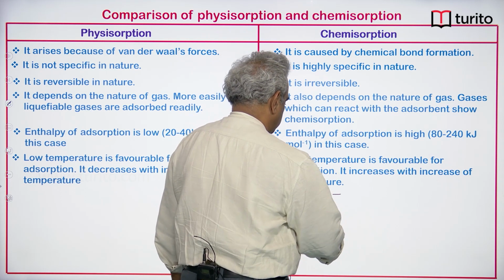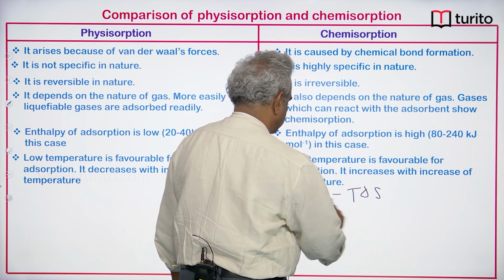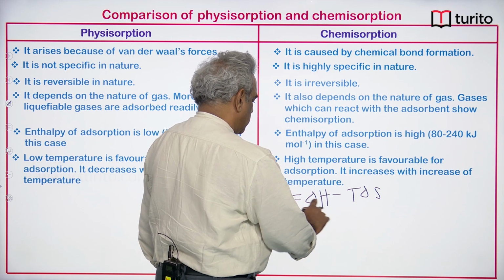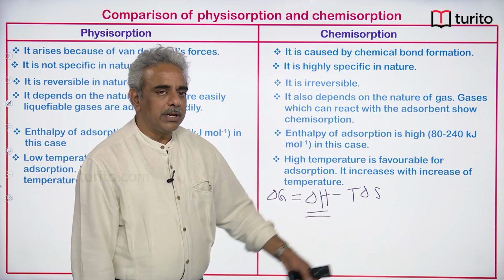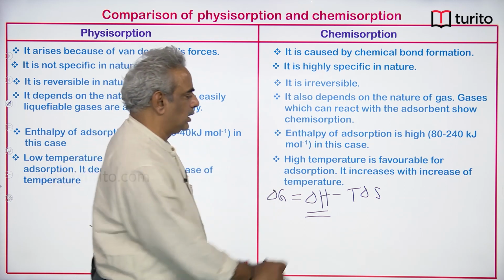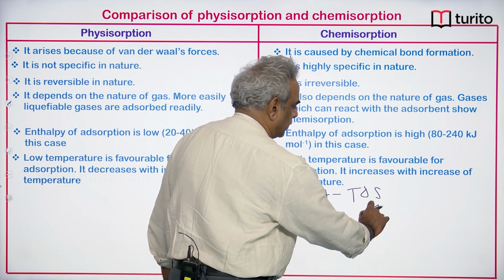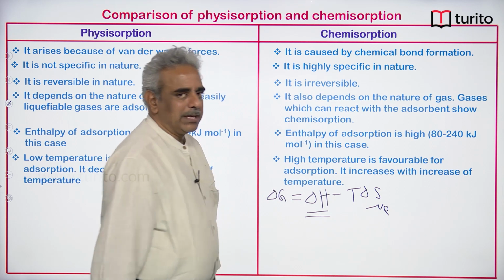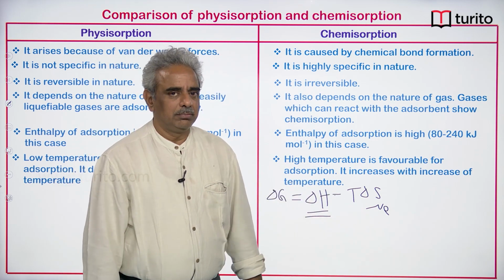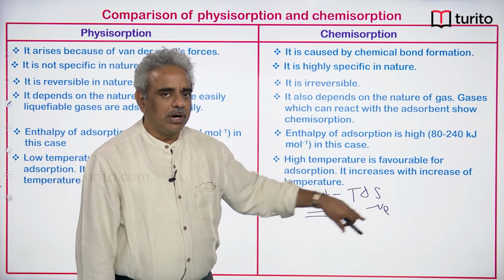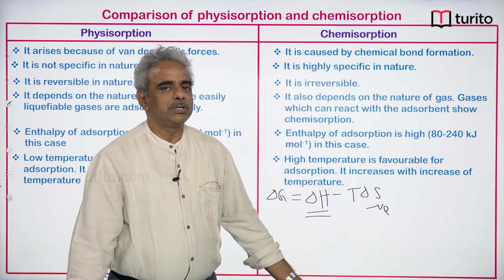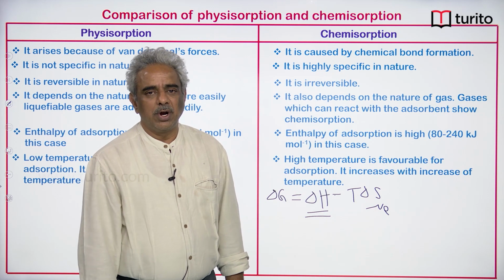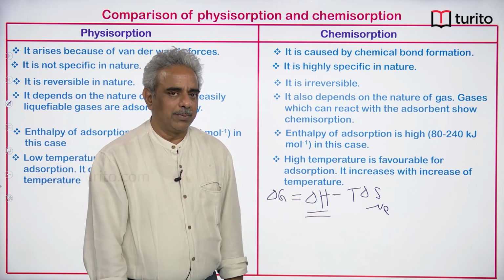Delta H minus T delta S is delta G. This is a high negative value, but if you raise the temperature too much, what will happen? This is anyhow negative, minus of minus is plus. If you raise the temperature, this plus term will dominate the minus term and delta G becomes positive. Delta G positive means what? The process will not take place; again desorption takes place.